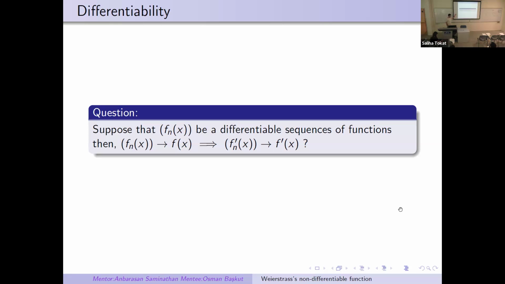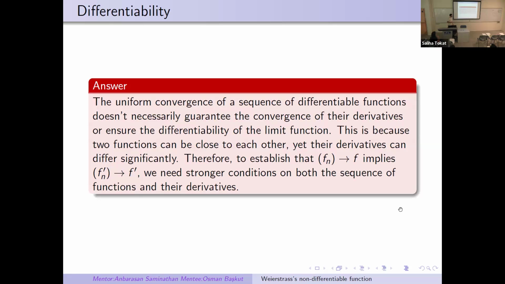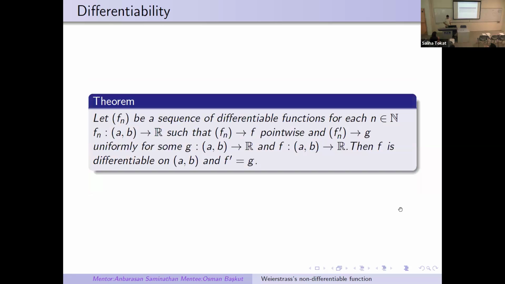If a sequence of functions approaches f, and we want f prime of n to also converge to f prime of x, this is not always true, because we need stronger conditions. Two functions can be close to each other, yet their derivatives can differ significantly. Therefore, we need to define a stronger condition. If we have a sequence of differentiable functions, we need this sequence to converge pointwise to some function f, and we need f prime of n to converge to some function g, but this time uniformly. Then we say that f is differentiable and f prime is equal to g.